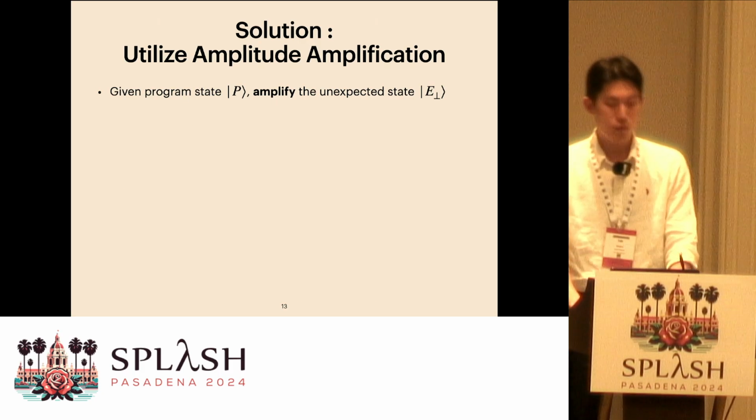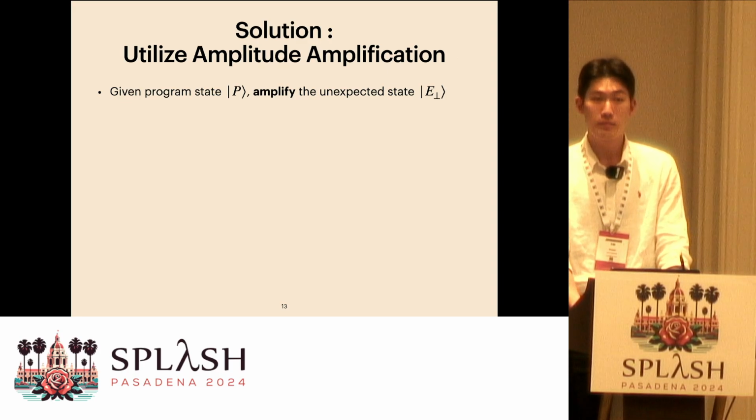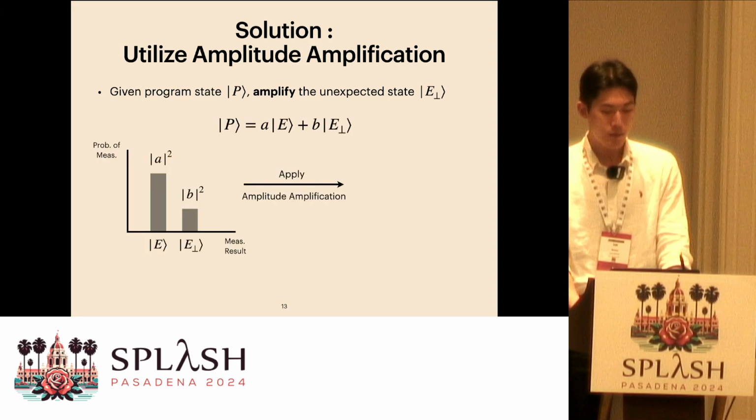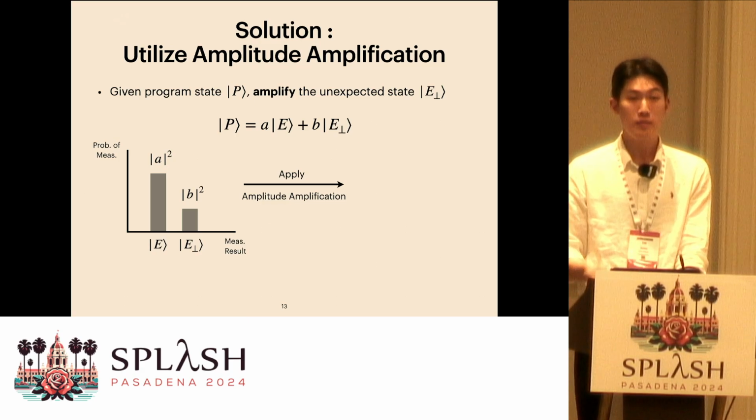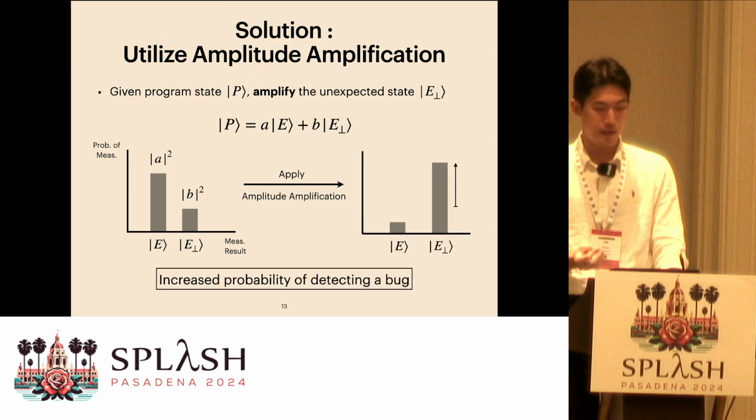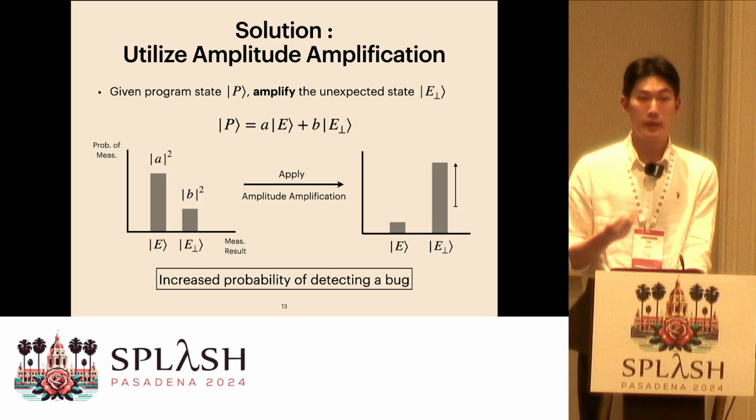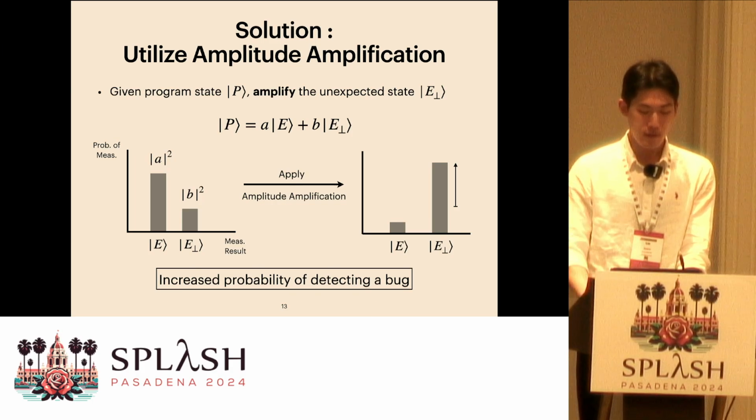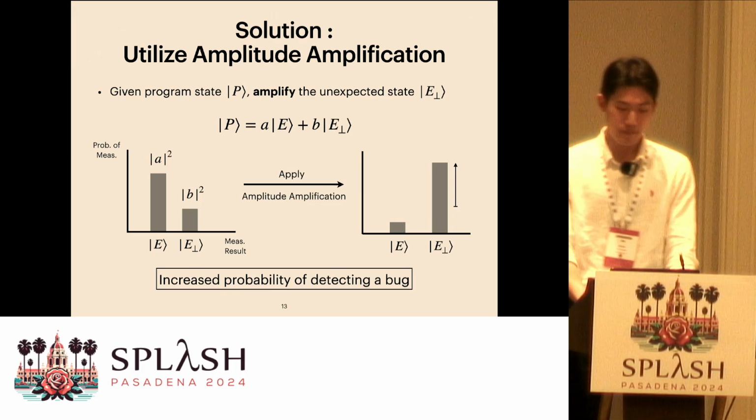In this work, we addressed this issue by utilizing the amplitude amplification method. Given program state PCAT, we apply the amplitude amplification before the measurement. Then we can increase the probability of measuring the unexpected term, and as a result, we can reduce the number of measurements required to detect a bug, which is eBootCat in this example.